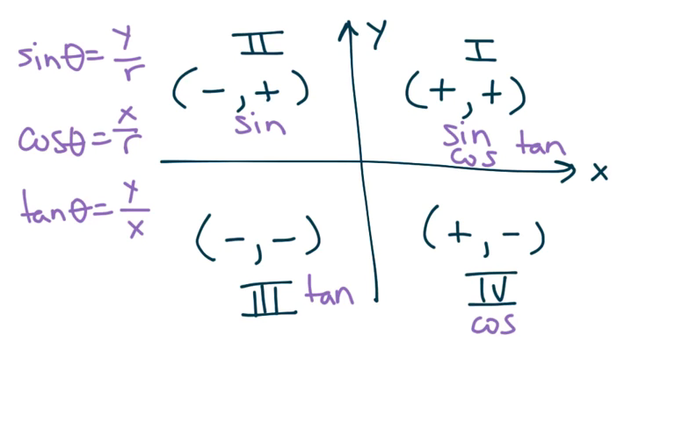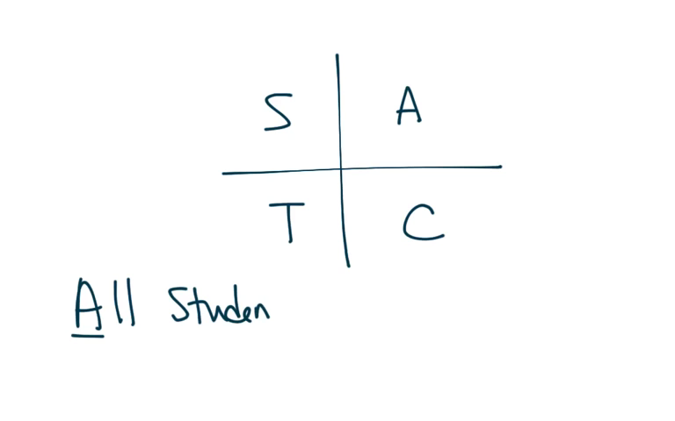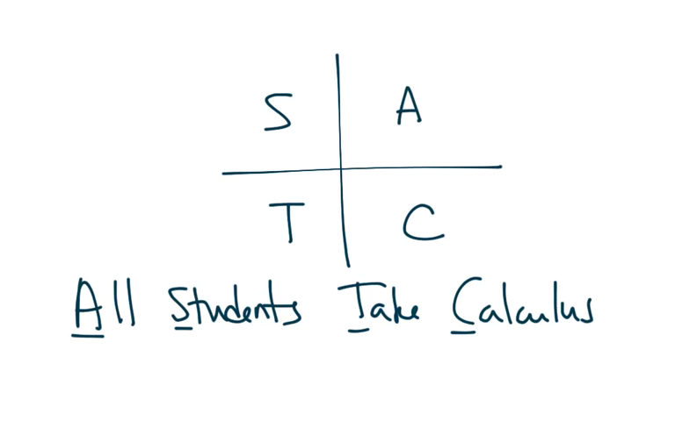If you're worried about the other 3 trig ratios, remember, if you do the reciprocal of a positive number, it stays positive, and if you do the reciprocal of a negative number, it stays negative. So we use this little acronym. It's all students take calculus. And the way that it goes around the unit circle, or around the coordinate plane, I should say, is it starts in quadrant 1 and then it goes to 2, 3, and 4.